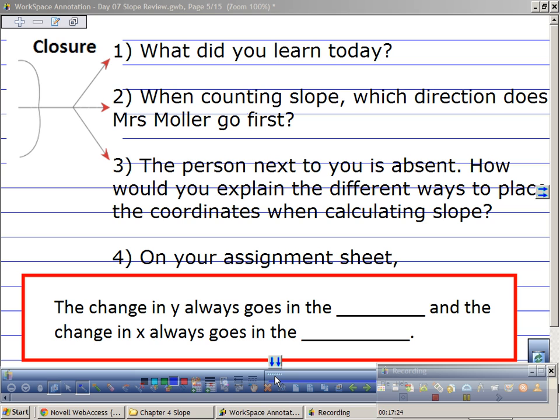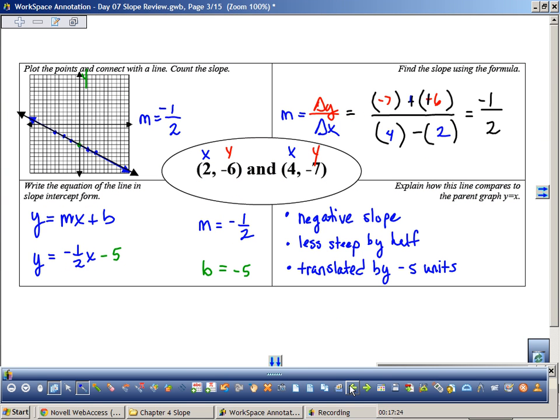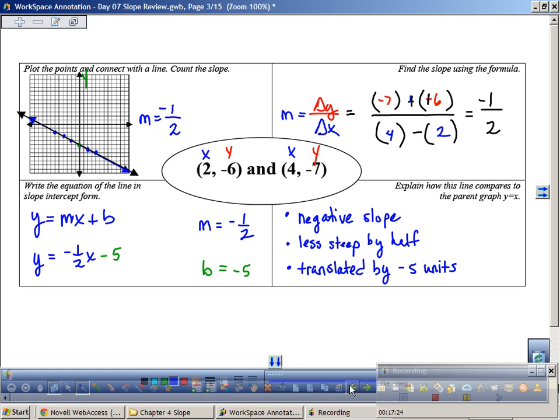All right, the person next to you is absent. How would you explain the different ways to place the coordinates when calculating slope? We talked about that today. Remember we kind of voted on it? Oh, the skeleton. Okay, so what about the skeleton? Just tell the skeleton. That's not enough. Let's go back to it. So we talked about whether or not you guys want to put y and y and then x and x, right? Or whether you want to take the point and actually put it inside of the skeleton. How would you explain that?